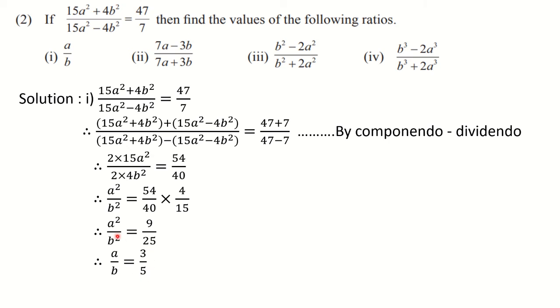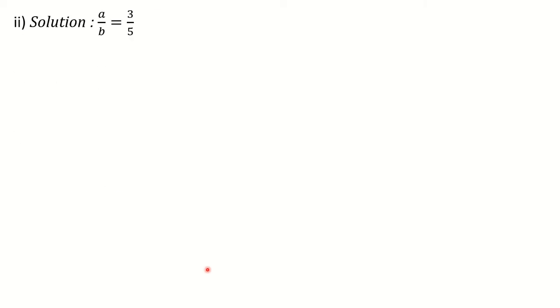So after getting 3 upon 5, that means the value of a upon b, it is possible for you to find all these ratios by using the same method which we have used in the first question. But here, exactly the opposite thing you can observe: the plus sign is there in the denominator and minus is in the numerator. So componendo dividendo is done, but to get the final answer, invertendo is done. You have to keep that in mind. So you will make use of this value a upon b as 3 upon 5.